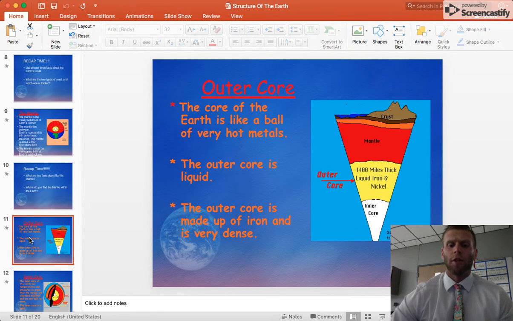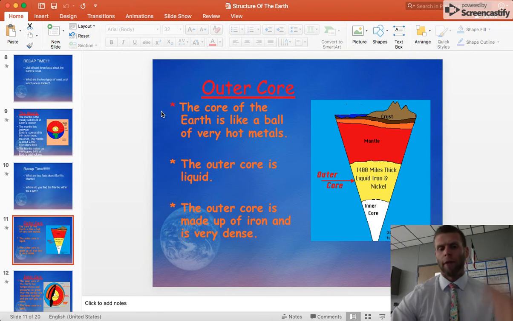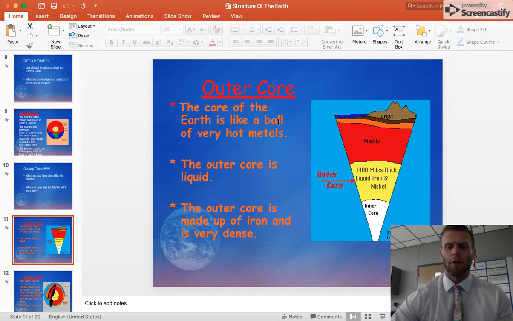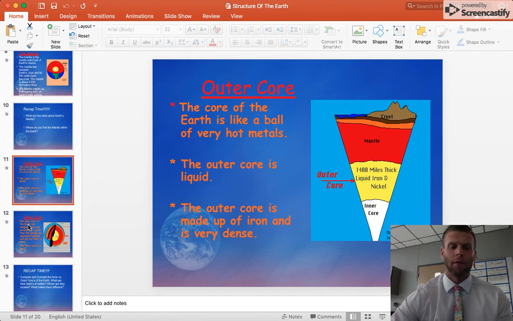The outer core. So we've worked our way from crust to mantle now to the outer core. As you can see here, the core of the Earth is like a ball of very hot metals. So the outer core is actually liquid. The outer core is made up of iron and is very dense. So it's super dense, made out of liquid iron.